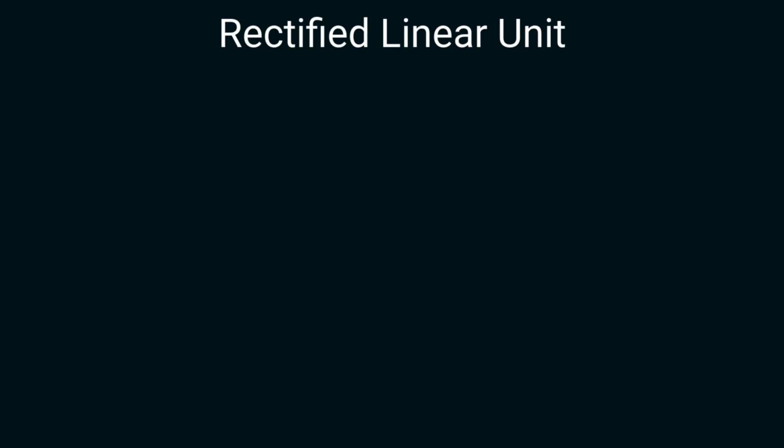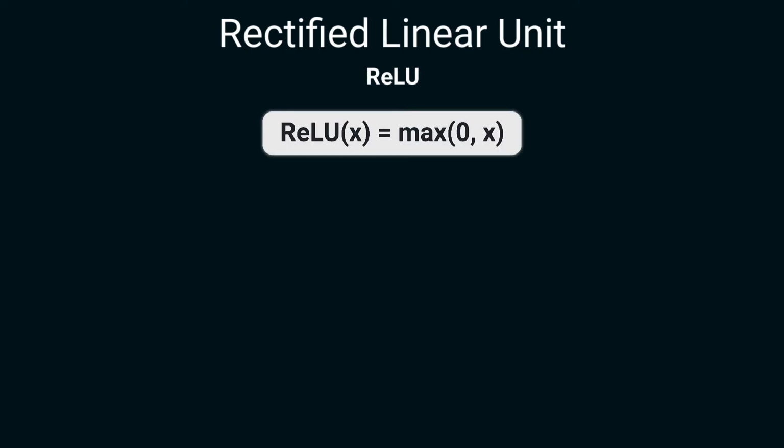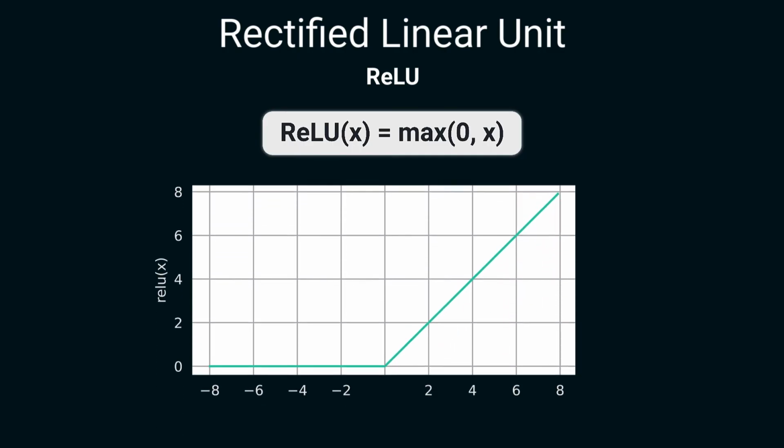The first one is the rectified linear unit, in short ReLU. It is a very simple function. It is defined as: given an element, the output is the maximum of 0 or the element. ReLU is the most popular activation function. It retains only positive elements and discards all negative elements by setting the corresponding activations to 0. It looks like this in graphical representation. ReLU is mostly used in hidden layers.